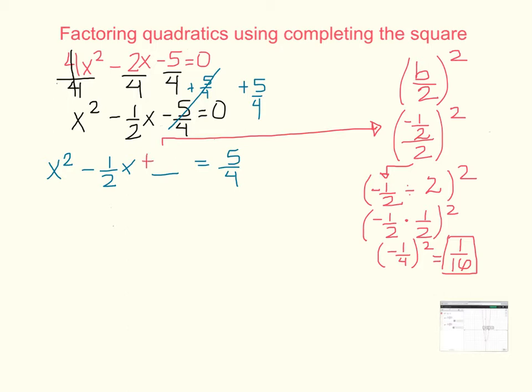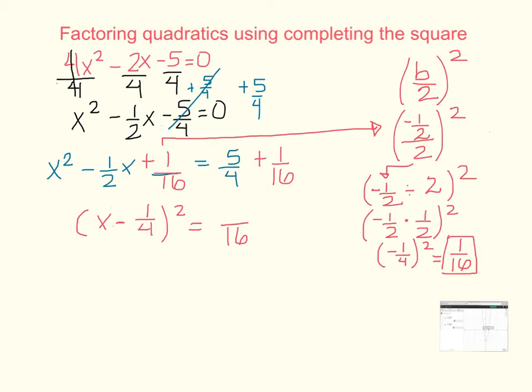So I'm going to go ahead and add 1/16 to this side, and I'm going to go ahead and add 1/16 to the right side. Now that I've done that, I notice that I've created a perfect square that looks like this: x minus 1/4 to the second power. Now on the other side, I'm going to go ahead and get a common denominator so I could add those fractions. And I notice that my common denominator is 16.